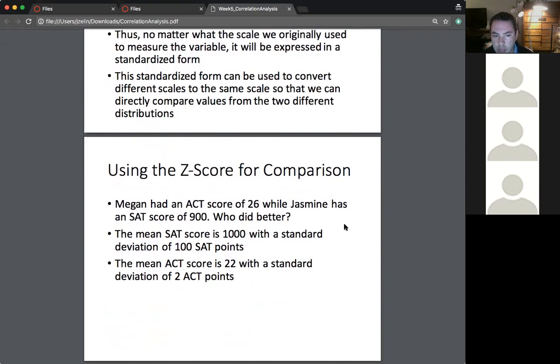So we said earlier that the way we calculate a z-score is we take their data point, we subtract out the mean of the greater population, and then we divide it by the standard deviation. So we can do that here to calculate what the z-score is for each of them.